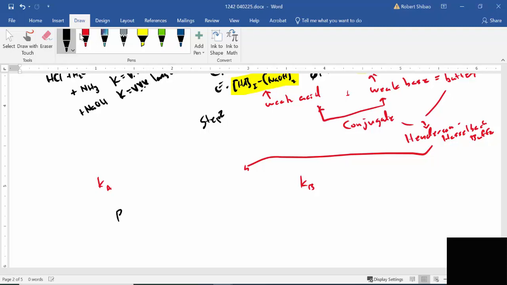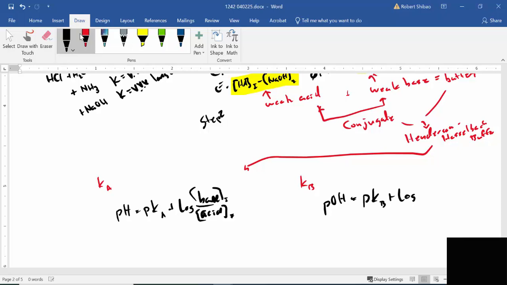The Ka form is that the pH is equal to the pKa plus the log of base over acid, initial. This is initial for step 2 here. The Kb form is that the pOH is equal to the pKb of the base form plus the log of the acid initial over the base initial.